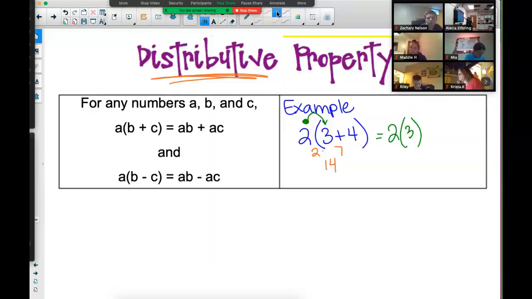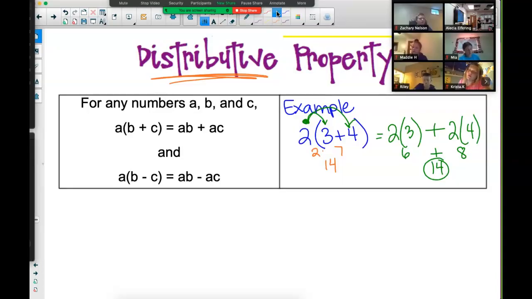And the 2 has to go to the 4. So we would write 2 times 4. And then we would put a plus sign between them. Okay? Right? 2 times 3 is 6. 2 times 4 is 8. We add them together, we get 14. So same answer either way.